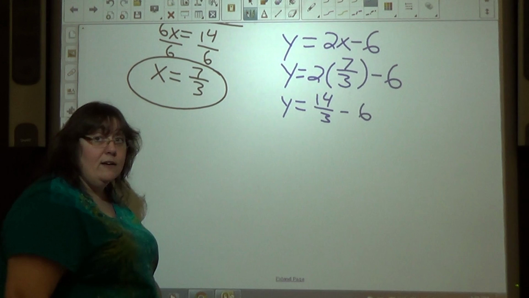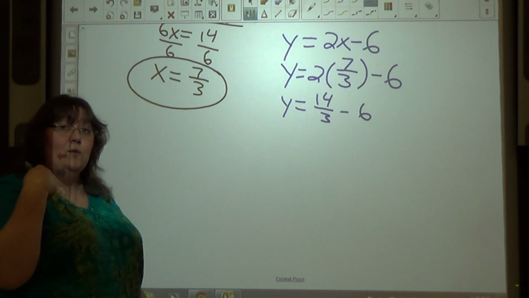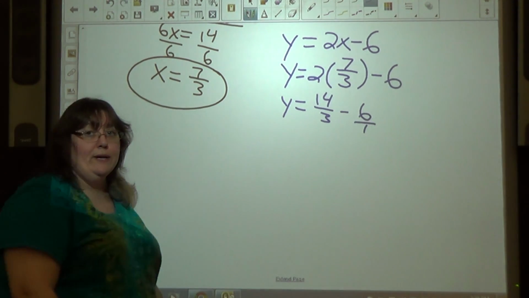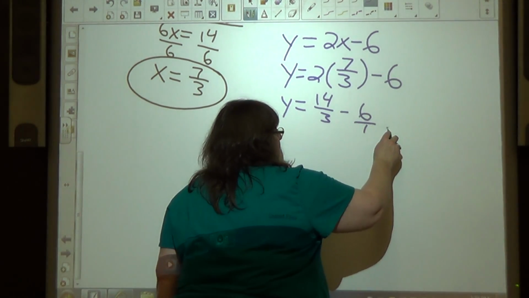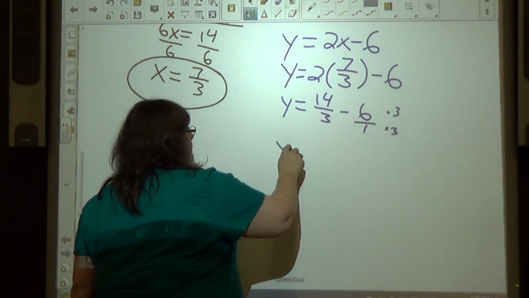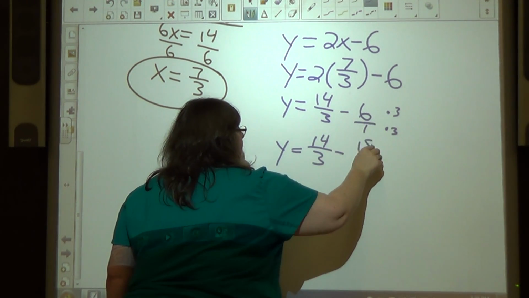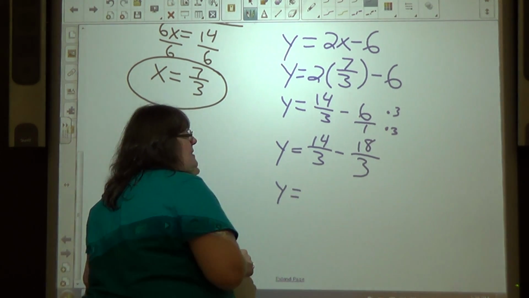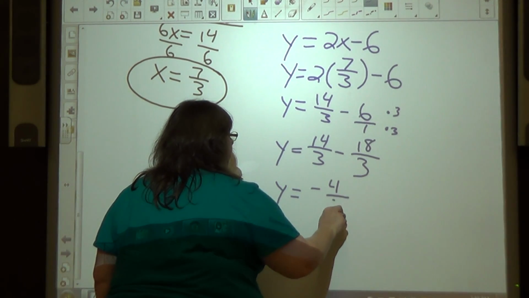Now I can put it in the calculator, get it. However, I'm going to show you how to do this with fractions. 6 is like 6 over 1. Okay? I need a common denominator. Common denominator is 3. That means I need to multiply the bottom and the top by 3. Okay? 3 times 6 is 18. 1 times 3 is 3. Now I have 14 over 3 minus 18 over 3. 14 minus 18 is negative 4. It's going to be negative 4 over 3.